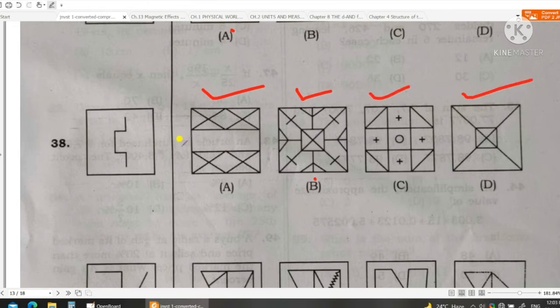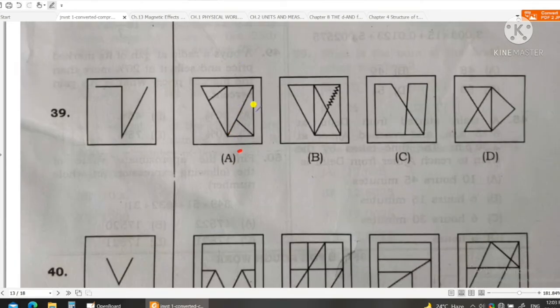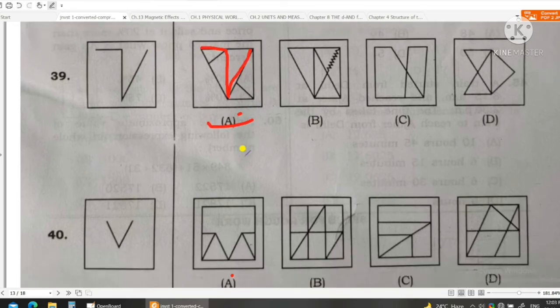So here you can see, in this question, this part of this figure contains this figure. So the answer is option B. Here you can see in this diagram, option one is this one, and this is the same figure which is in the question. So the answer is option A here, question 39.